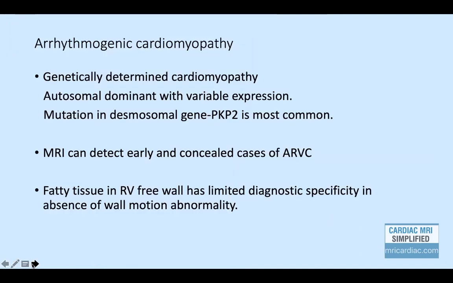So all these features are suggestive of arrhythmogenic cardiomyopathy. It is a very rare and genetically determined cardiomyopathy. It is autosomal dominant with variable expression. And MRI has an advantage that it can even detect early or concealed cases of ARVC.